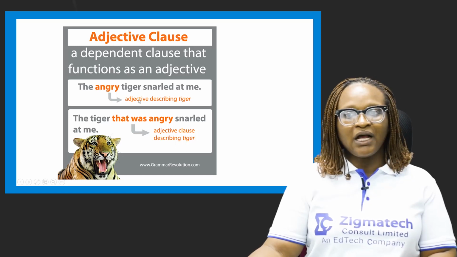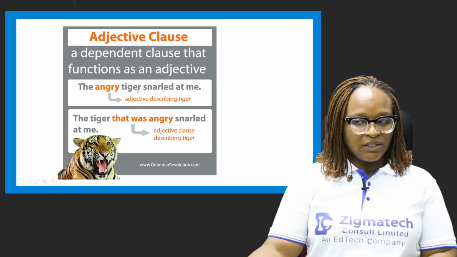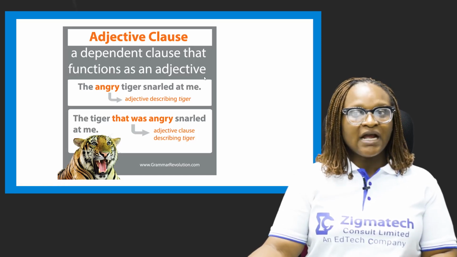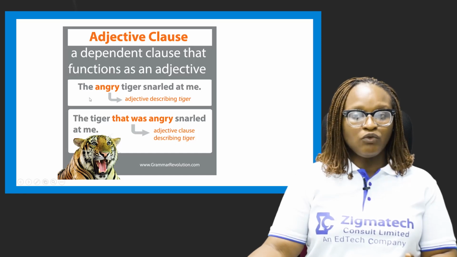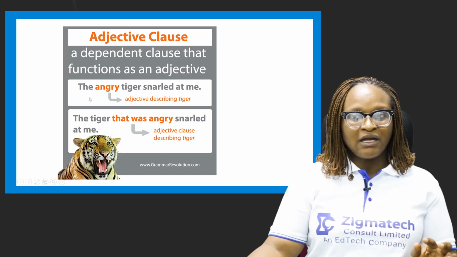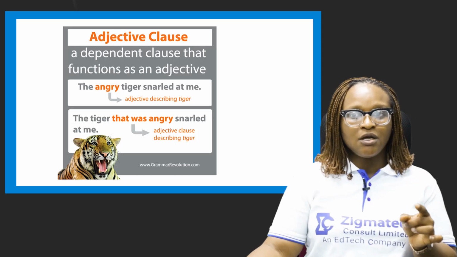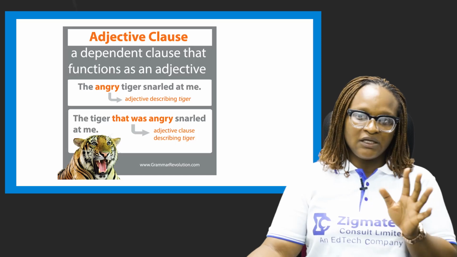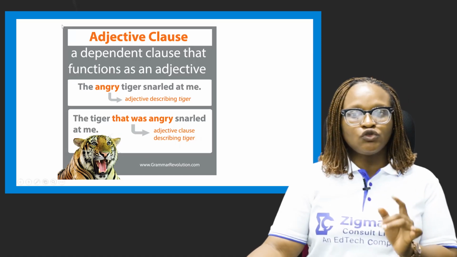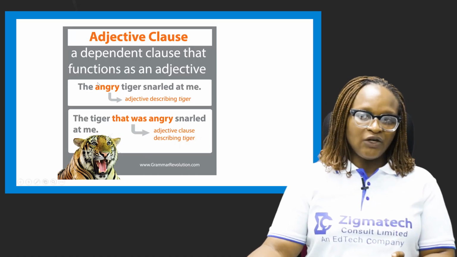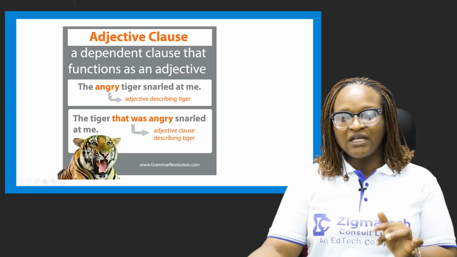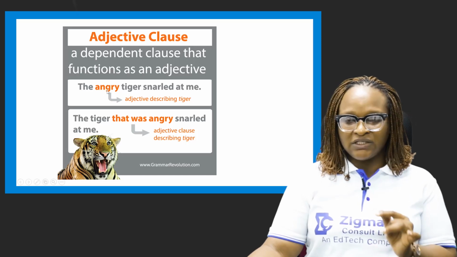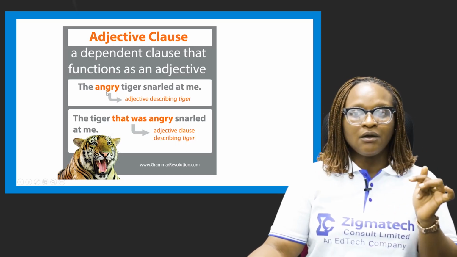Now we have angry as the adjective describing the tiger. Alright? It modifies. We can say the tiger snarled at me. But remember, we said that adjectives modify. That means adjectives add extra meaning. So removing the adjective angry, we still have a sentence. That's the tiger snarled at me. But we want to know the state of the tiger. And we have added the word angry, which is an adjective that modifies. So adding this angry to the sentence gives it another meaning entirely.